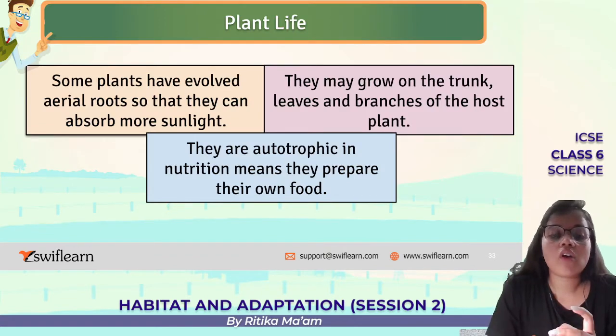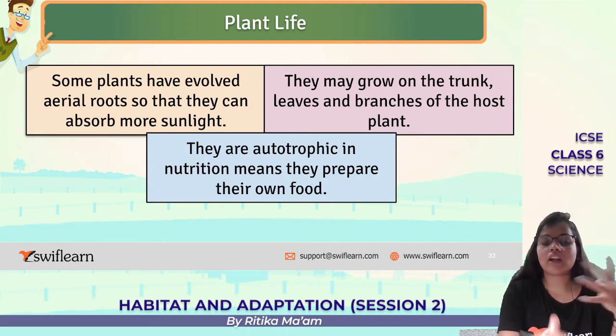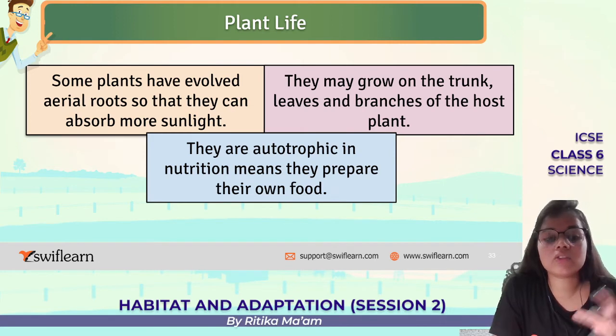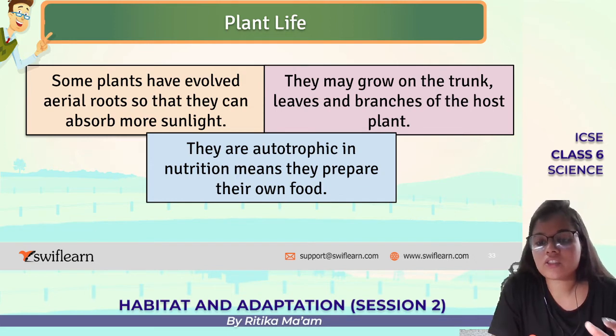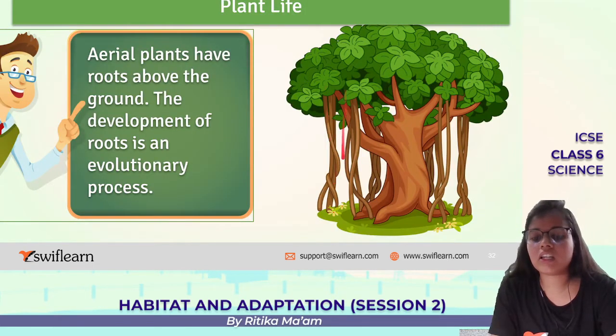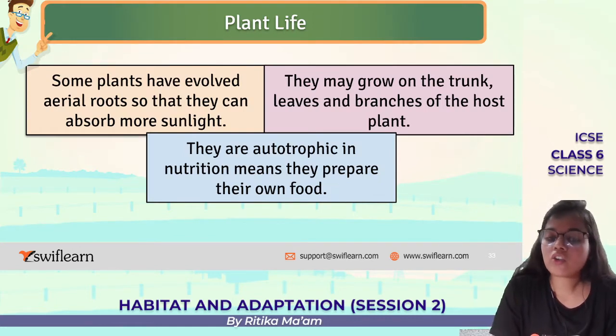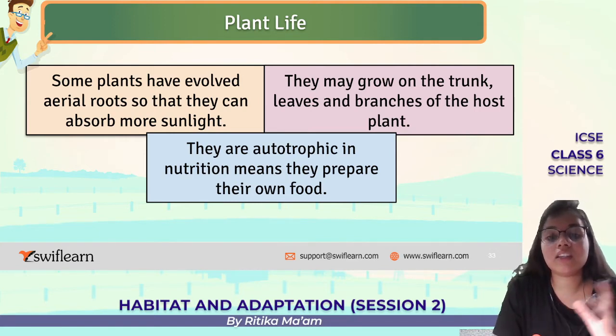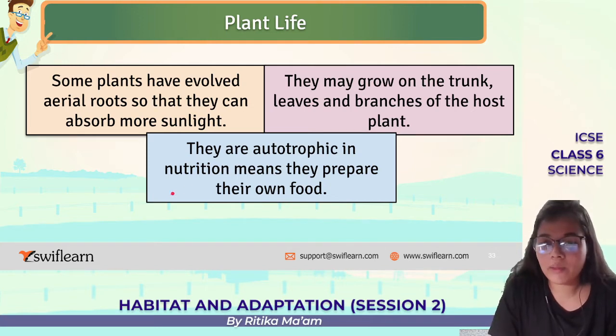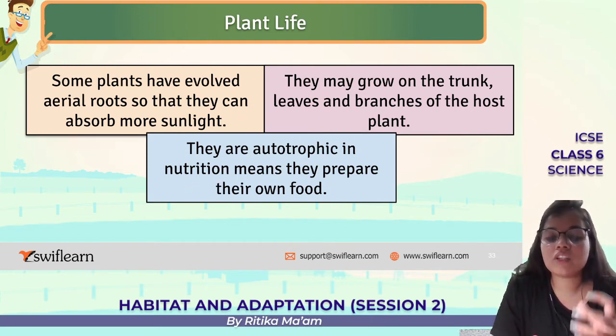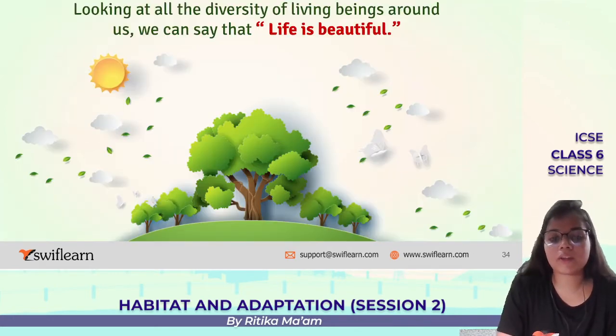Some plants have evolved aerial roots so that they can absorb more sunlight. So why do they have these aerial roots outside, up from the ground? So that they can absorb more sunlight. They may grow on the trunk, leaves and branches of the host plant. So you can see it can grow on the trunk, on the leaves, and on the branches. And autotrophic nutrition, which means they can prepare their own food, they do not depend on any other organism for their food requirements. So autotrophic means the plants which prepare their own food. So plants are actually autotrophic in nature, and we all are heterotrophic.